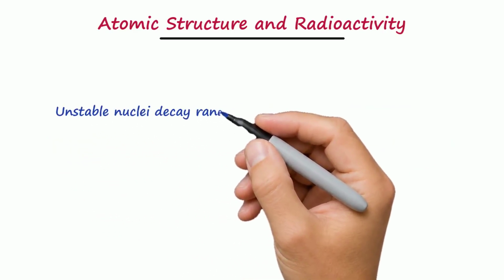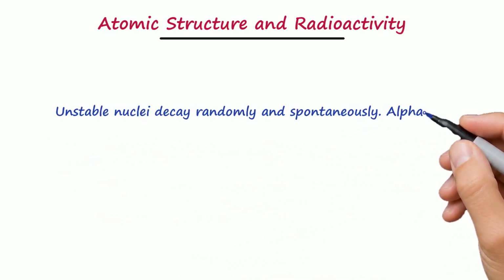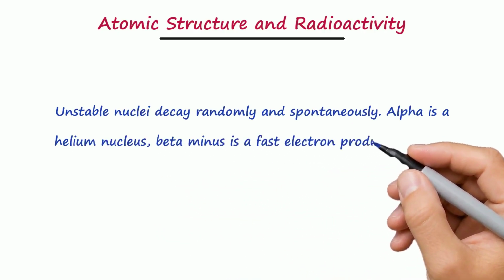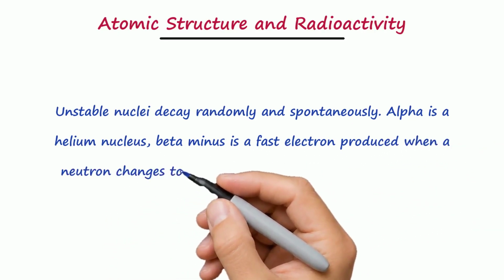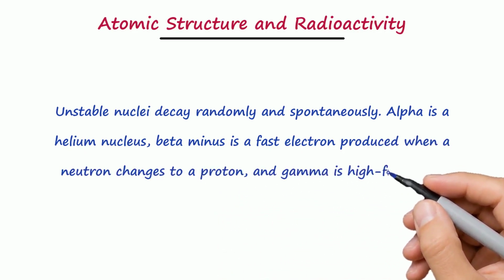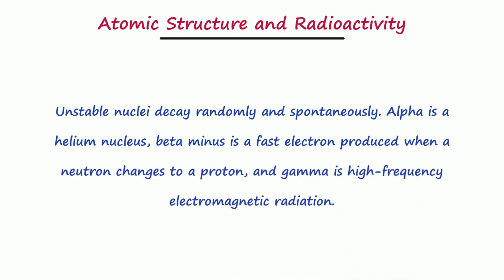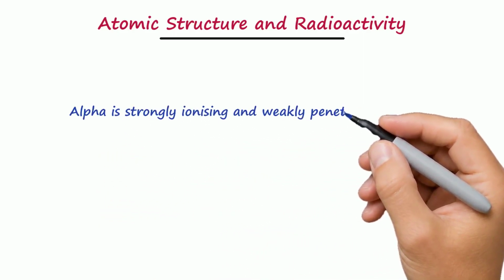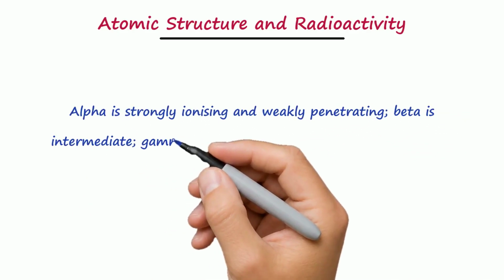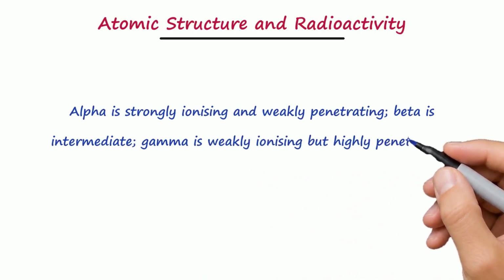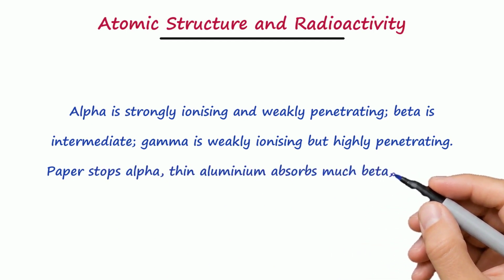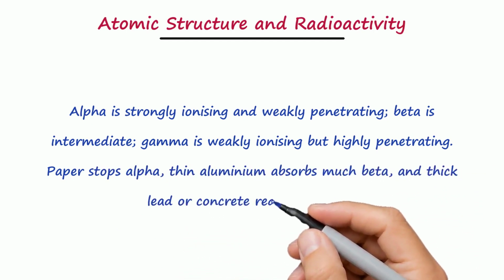Unstable nuclei decay randomly and spontaneously. Alpha is a helium nucleus, beta-minus is a fast electron produced when a neutron changes to a proton, and gamma is high-frequency electromagnetic radiation. Alpha is strongly ionizing and weakly penetrating, beta is intermediate, gamma is weakly ionizing but highly penetrating. Paper stops alpha, thin aluminium absorbs much beta, and thick lead or concrete reduces gamma.